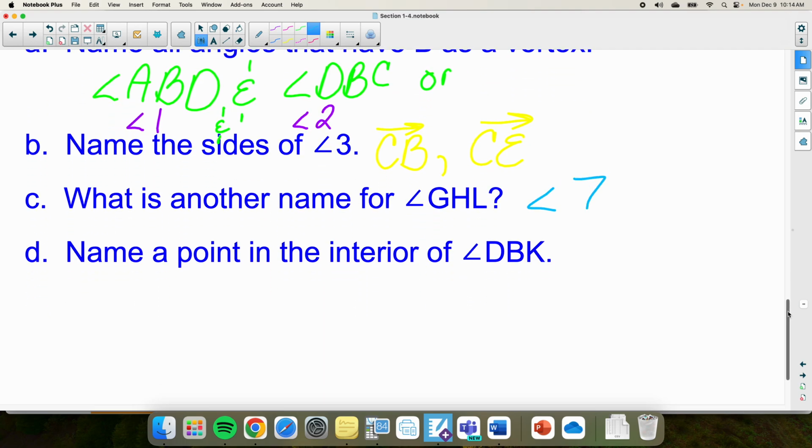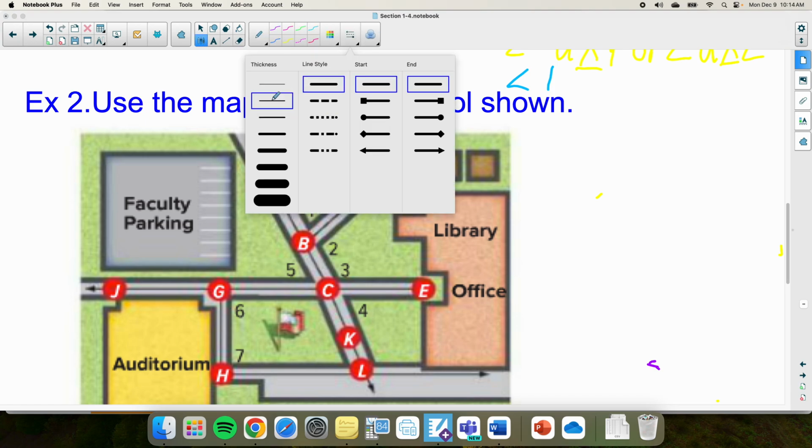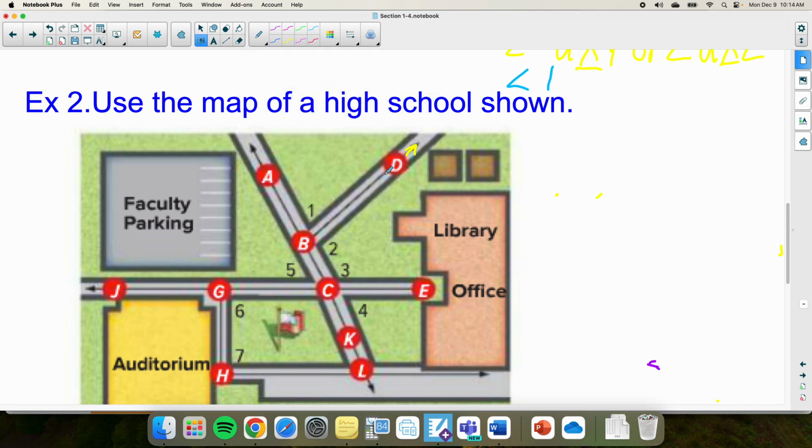Then it says name a point in the interior of angle DBK. DBK is this. And again, imagine this is all a straight line here. Now, we don't want to look for points that are on the angle. We want a point inside the angle because it said interior. What point is inside of that? E. So this is our big angle. E is inside of that angle. So our answer is E.